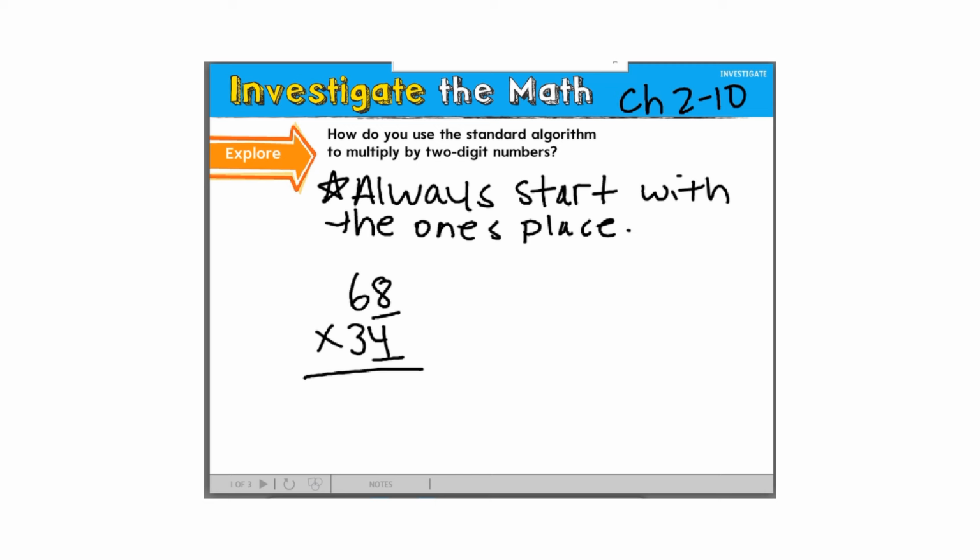So we're going to do like what we did yesterday. 4 times 8 is 32. So we're going to regroup the 3 up here, put a 2 underneath.